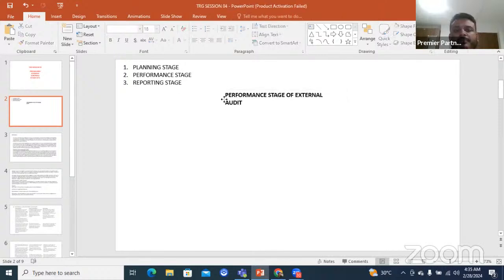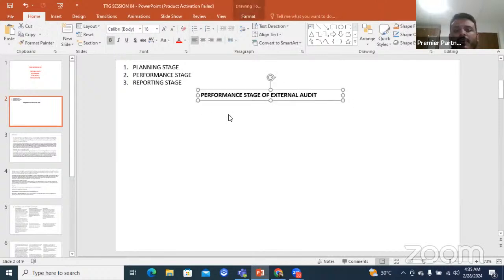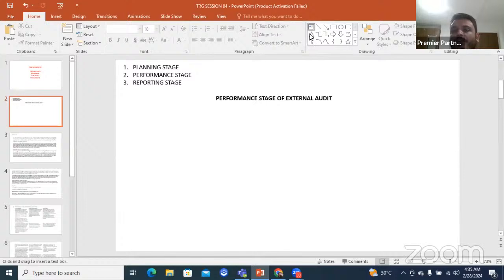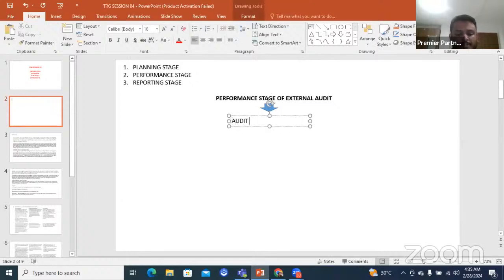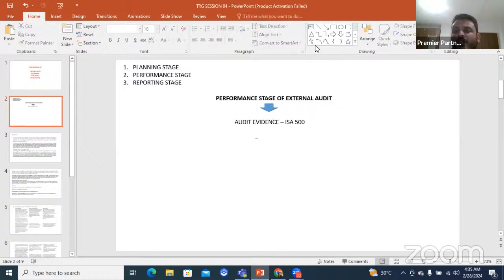See here, the performance stage of external audit helps us to gather audit evidence. So in this stage only, we are gathering audit evidence. On audit evidence, you might have studied a standard called ISA 500, sufficient appropriate evidence. How to gather audit evidence? What is the method that we should follow to collect audit evidence? Basically, the audit evidence is collected through procedures.